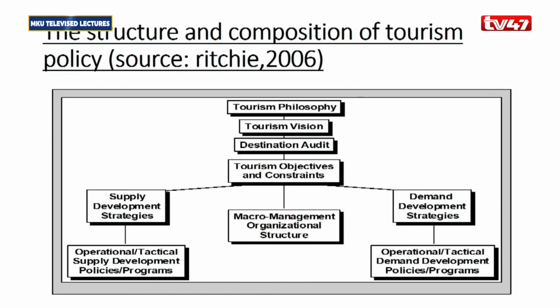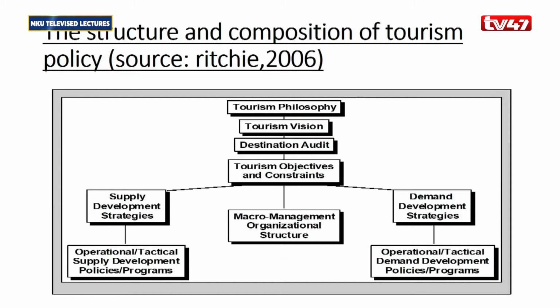Now, I want us to look at the structure and composition of tourism policy. And when you look at this structure, we have the tourism philosophy, that statement that helps us to come up with the uniqueness of developing tourism. Then it also comprises tourism vision. For instance, when you look at the National Tourism Blueprint that was enacted by the Ministry of Tourism 2017, you realize that this is captured very well so that we can develop the tourism industry.